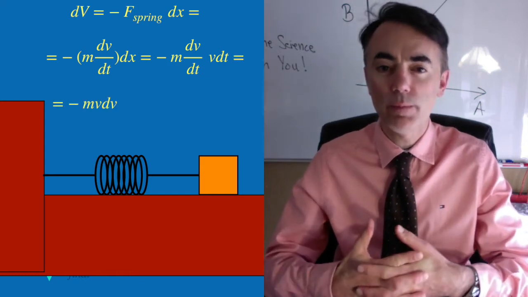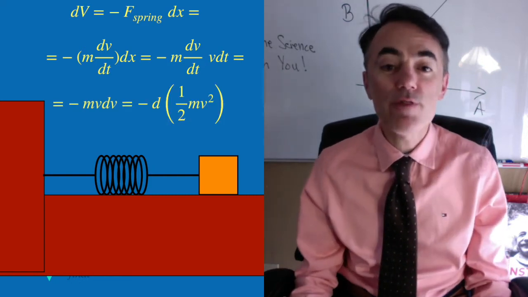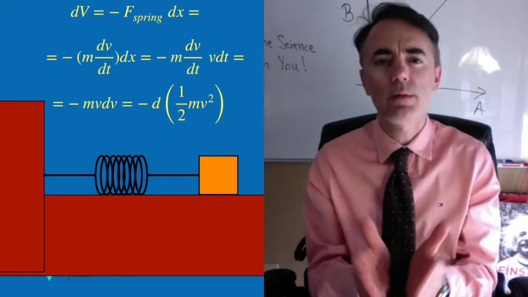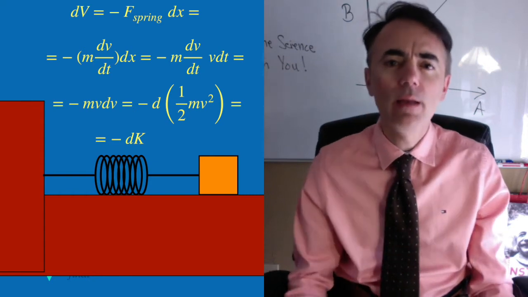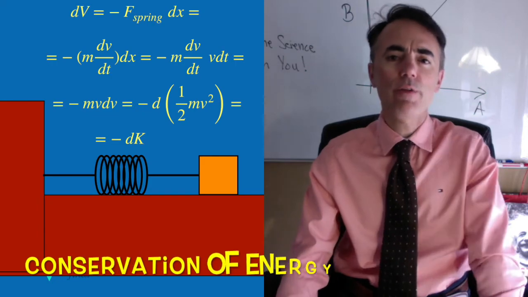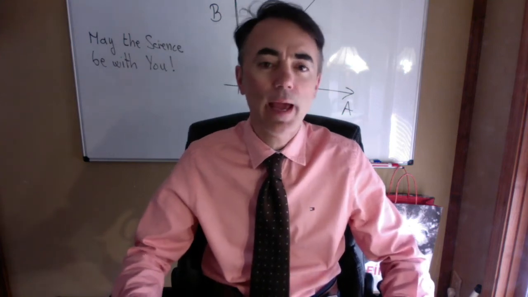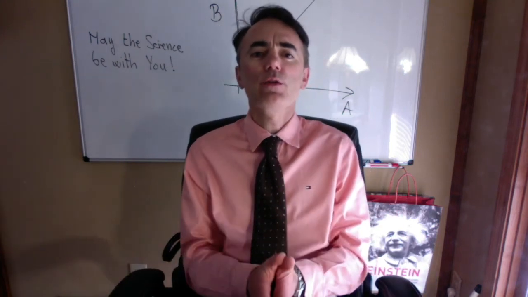which is equal to minus mv dv. But mv dv is the differential of 1/2 of mv squared, which is none other than the differential change in kinetic energy. This is the conservation of energy obtained from the conservative force, which is the gradient of the potential energy, and from the fact that Newton's law relates a force with a change in velocity. This is in fact general for any conservative force.